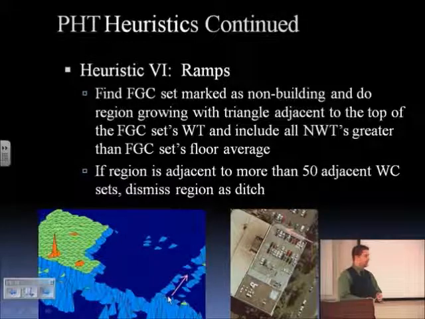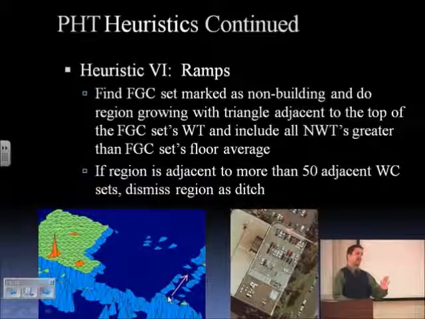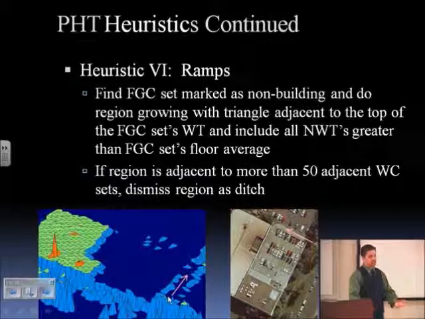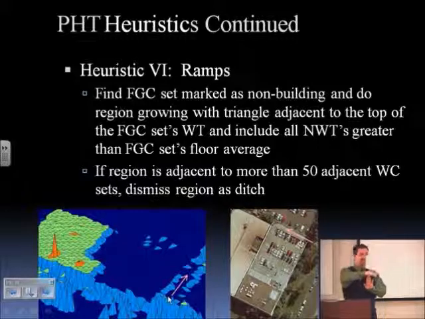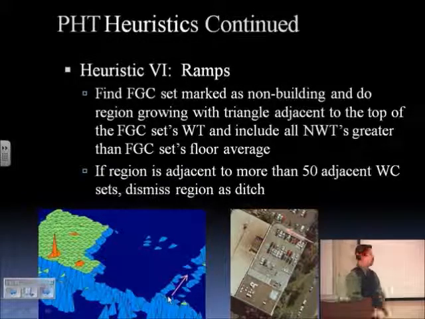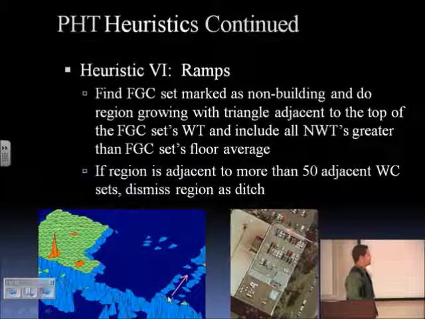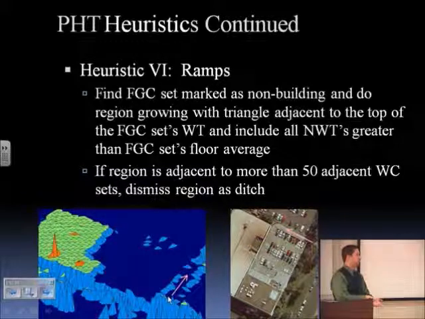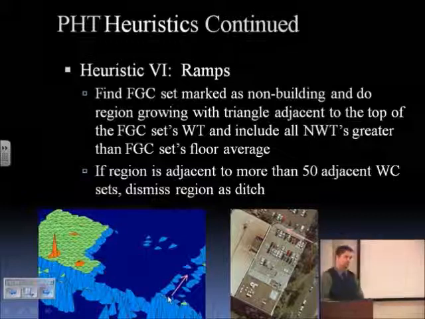The problem is what if this wall-connected set isn't on the side of a building? Let's say it's on the bottom of a ditch. Then at the top of that ditch, of the wall on top of that ditch, you're still going to have a non-wall connected triangle that's adjacent to it. As you do region growing, you'll come into contact with a whole bunch of different wall-connected sets. That's a property of the ground. The ground is going to have lots of buildings on it. So if you come in contact with more than 50 different wall-connected sets, that's probably the scenario where you're growing on the top of a ground. In the other scenario, you're not going to come in contact with 50 different wall-connected sets because you're on top of a building. The building isn't going to have 50 distinct walls.